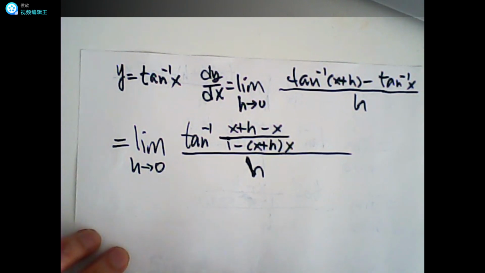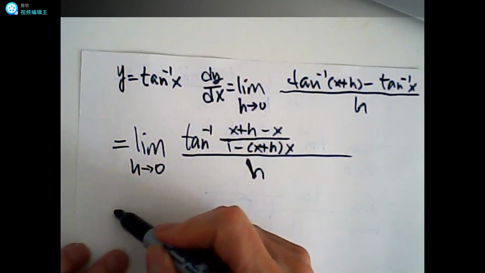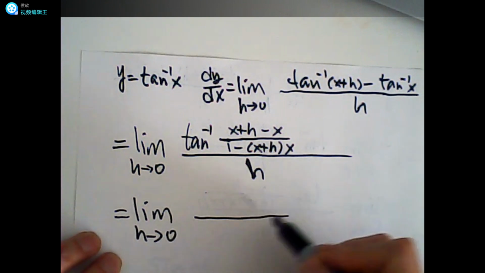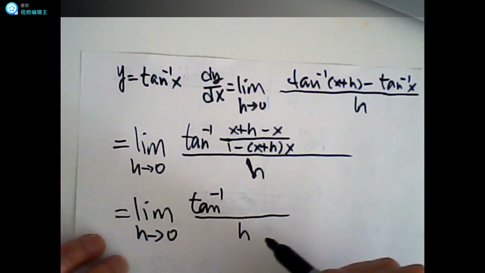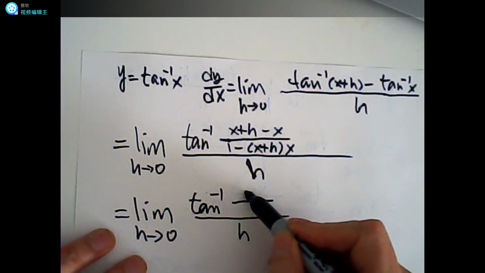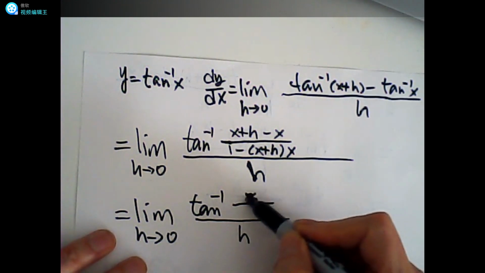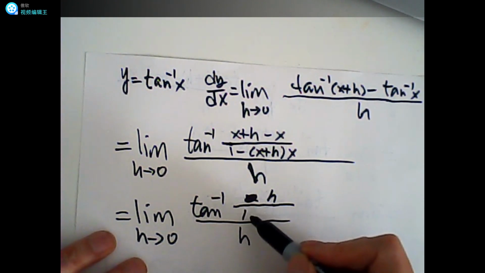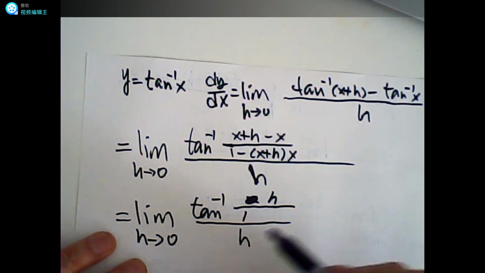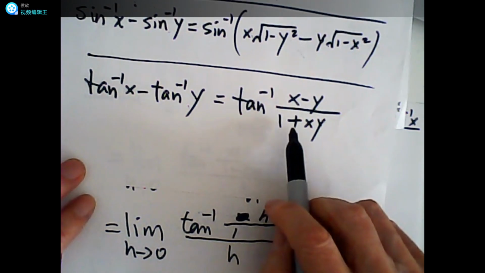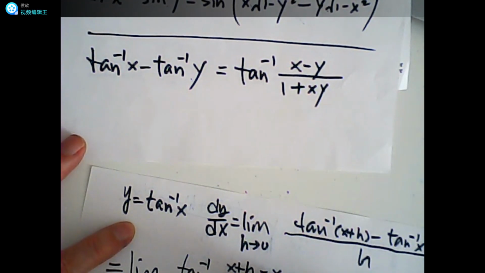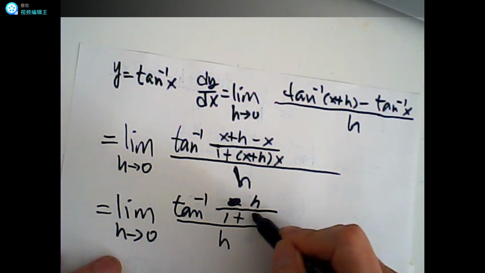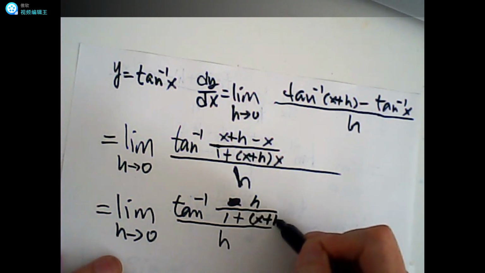Now then we cancel with h. This is equal to the limit, this is h, this is arctangent, this is x, no, sorry, h, and one. I copied the wrong formula. See, this is plus, right? So this is plus, 1 plus x plus h times x.